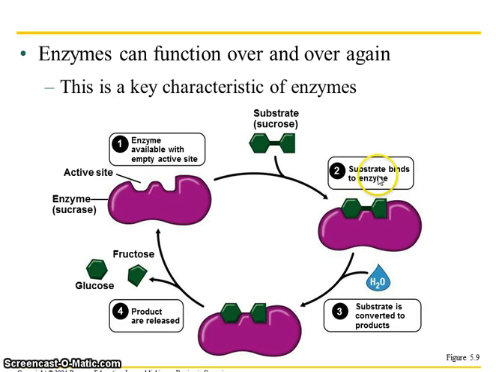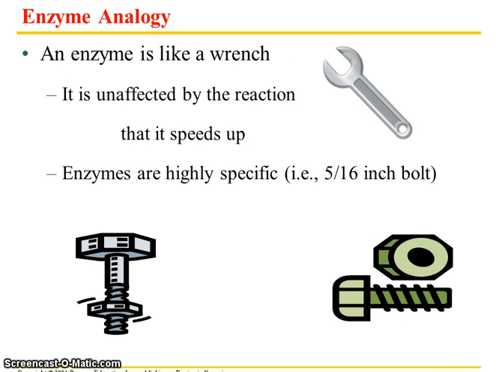And this shows how they can work over and over again. So enzymes available, we put the substrate, the reactants in, products are released, it can go again. And I like the analogy. An enzyme is like a wrench. That wrench is a very specific size for very specific bolts. And after you've tightened one bolt, you can go on and tighten the next bolt. You don't need to get a whole new wrench. It'll work over and over again.